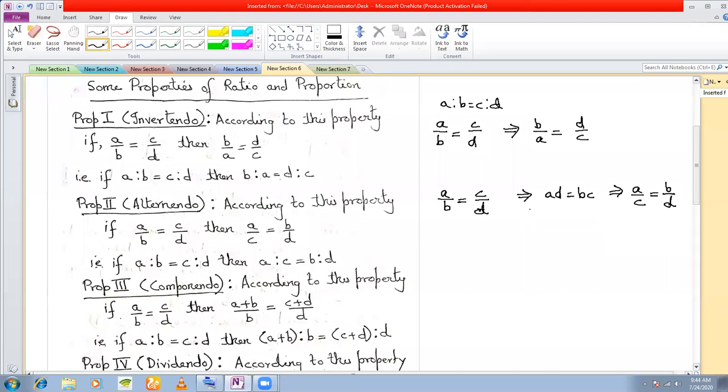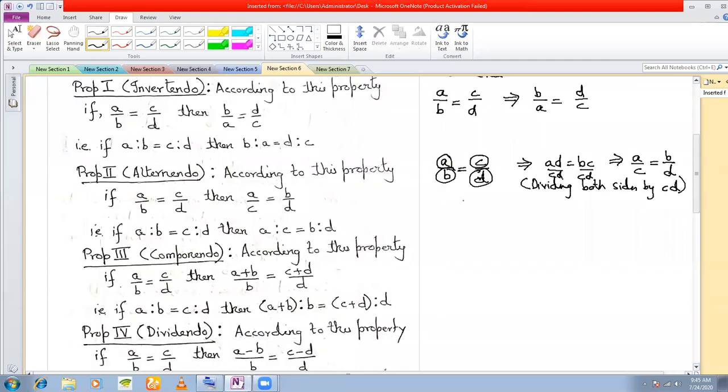No. So what have we done here? Dividing both sides by CD. See, if you divide this by CD, divide this by CD, you get this. So basically A by B is equal to C by D means you can write A by C is equal to B by D. This is what it means.